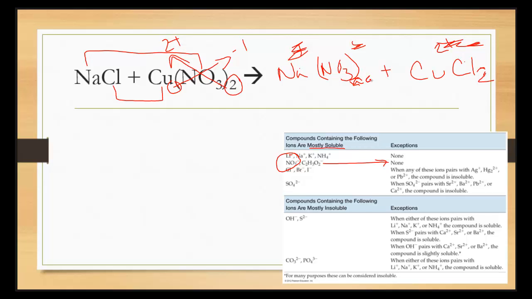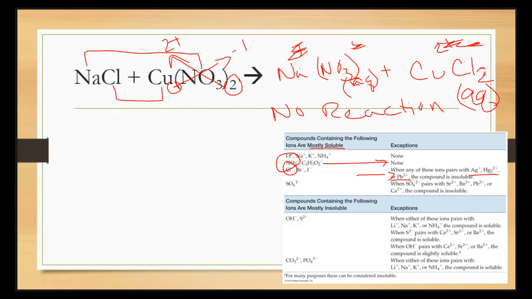Copper chloride. Here's chloride. It has some exceptions with mercury, silver, and lead. Well, we're with copper here. We're not with one of those 3, so that's going to be aqueous as well. It's not an exception, which means that they're both aqueous. So instead of writing on that, I'm going to write no reaction, because that means that no reaction actually occurred. All 4 of those ions are still floating around in solution.